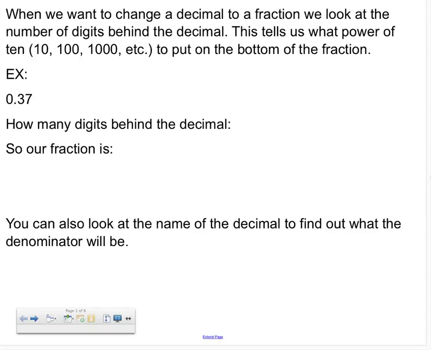So today we're going to be looking at how the relationship between decimals and fractions work, and how to go from a decimal to a fraction, how to go from a fraction to a decimal, and then how to compare and order fractions and decimals as well. So we'll start with going from a decimal to a fraction.